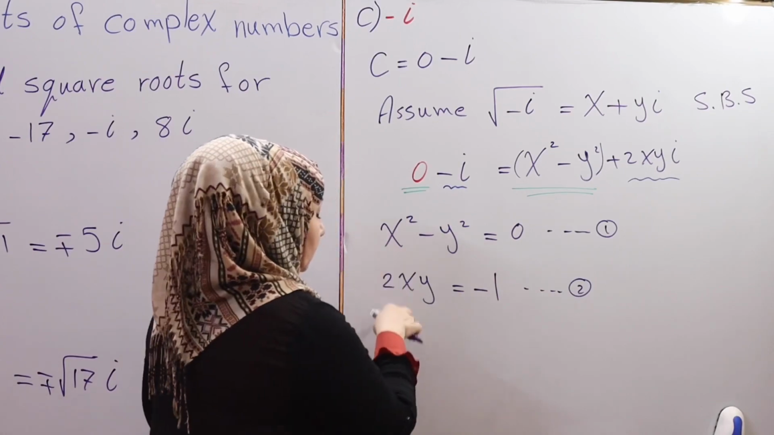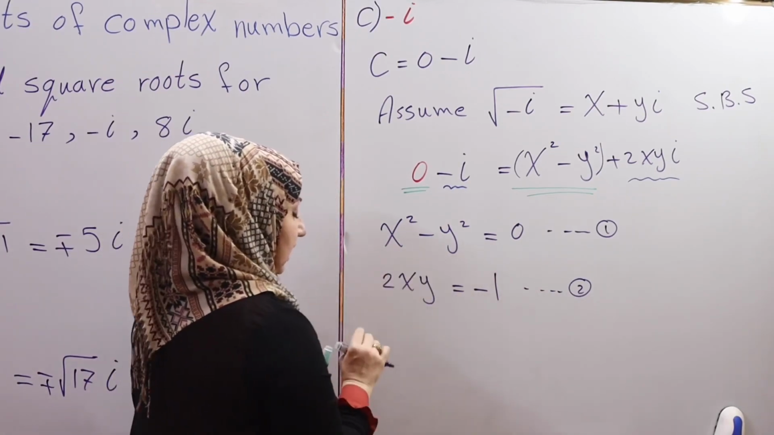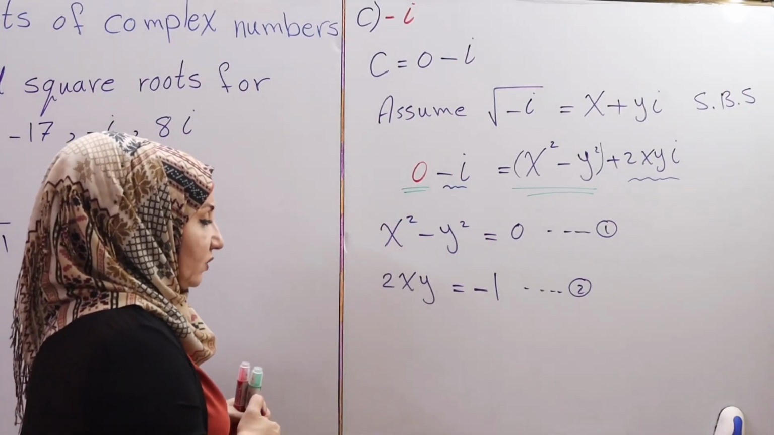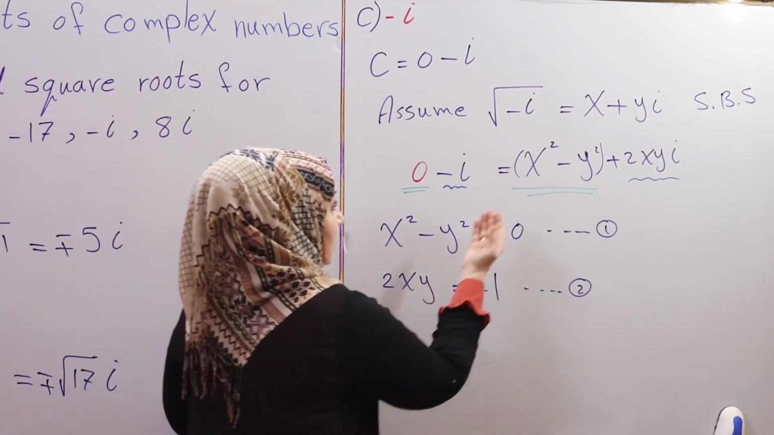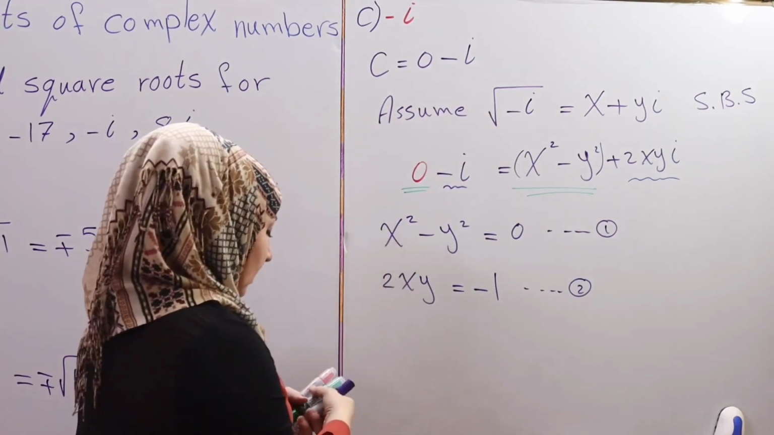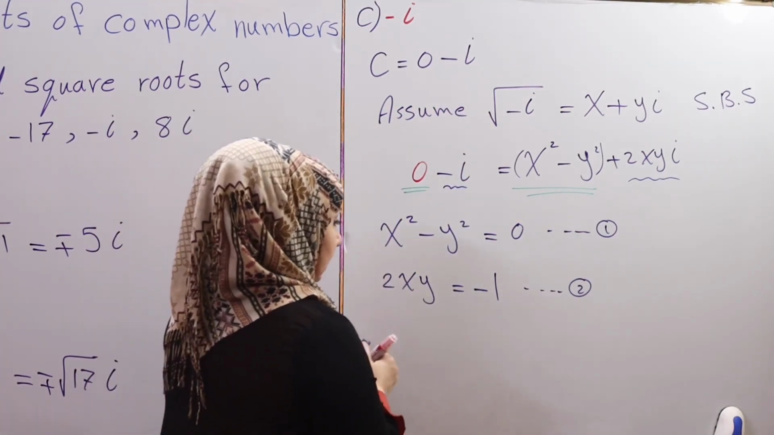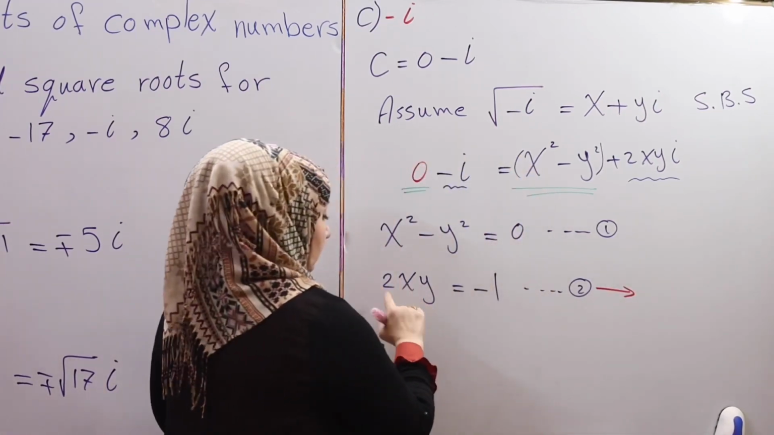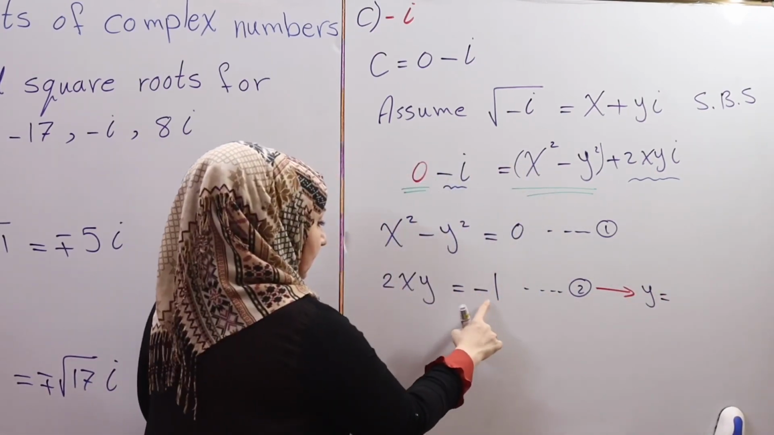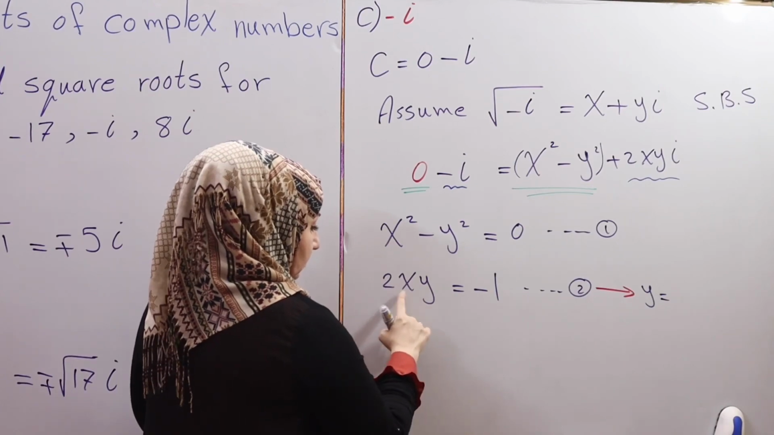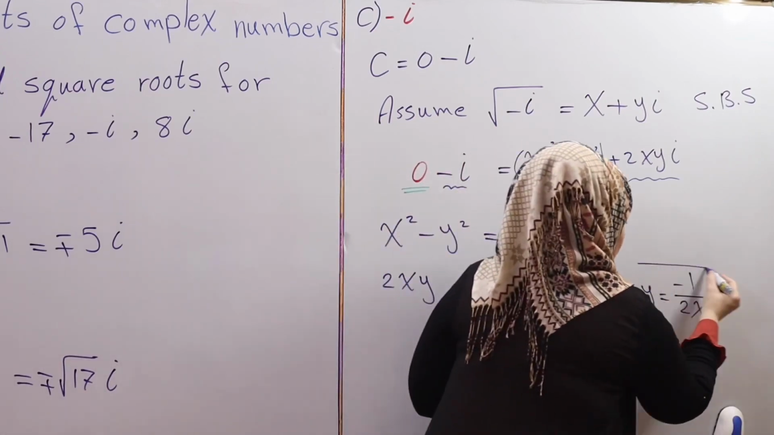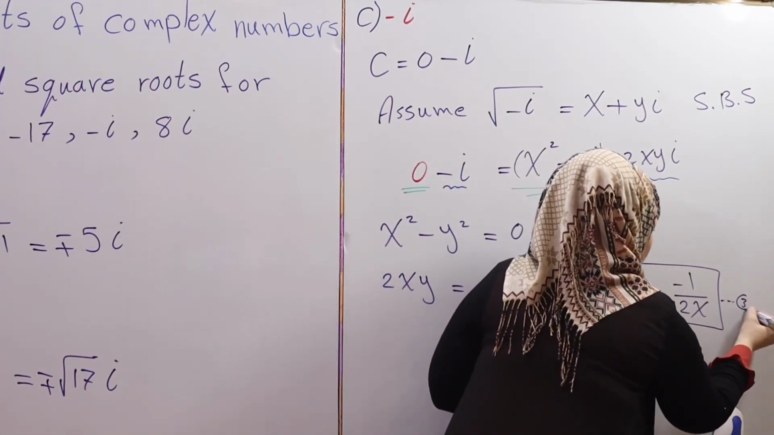So we have two equations with two variables x and y, and we want to get the values of x and y so that we obtain the square root of the complex number given in the question. Now from equation 2 I can get the value of y in terms of x. y equals negative 1 divided by 2x. I can call this equation 3.